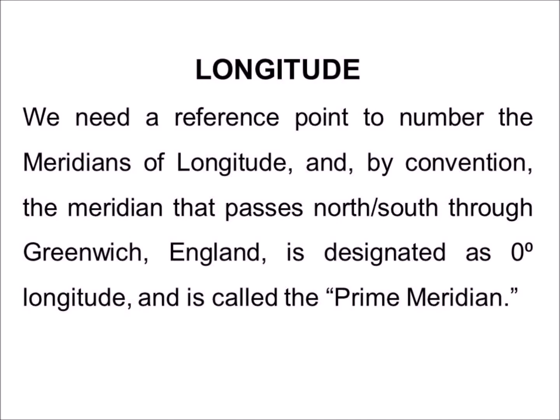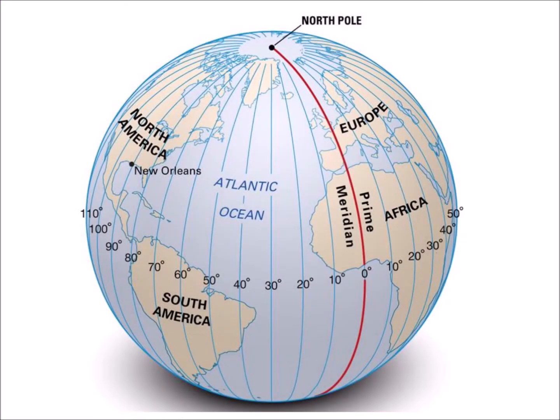Now, we need a reference point to identify or number the meridians of longitude, and by convention again, the meridian that passes north and south through Greenwich, England, is designated as 0 degrees longitude and is called the prime meridian. Here you see the prime meridian in red and labeled 0 degrees, passing north and south through Greenwich, England, Western Europe, and Western Africa.